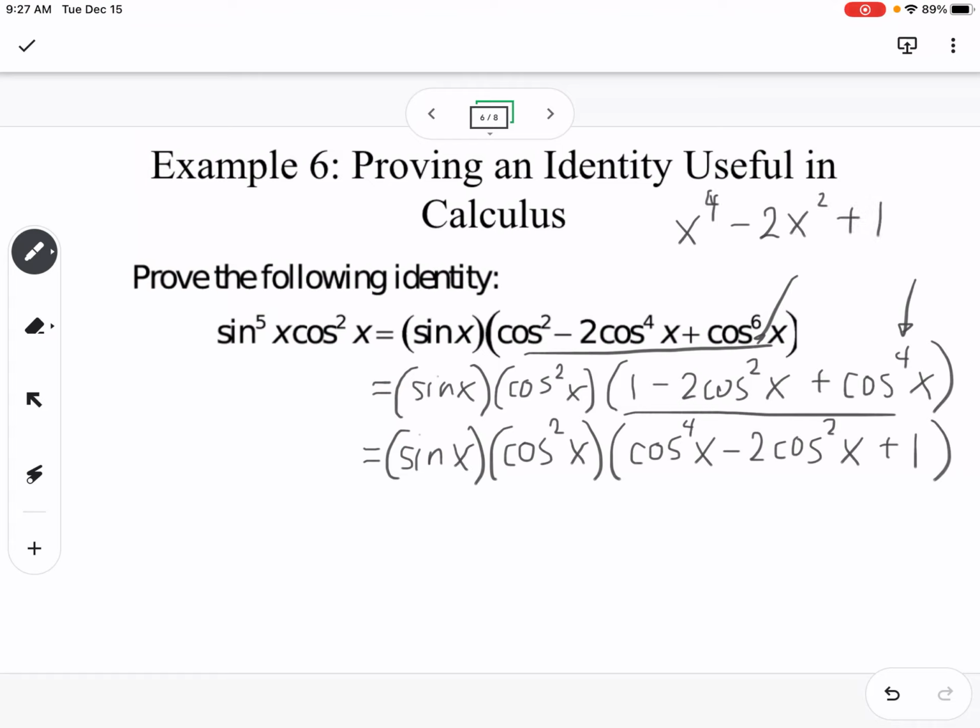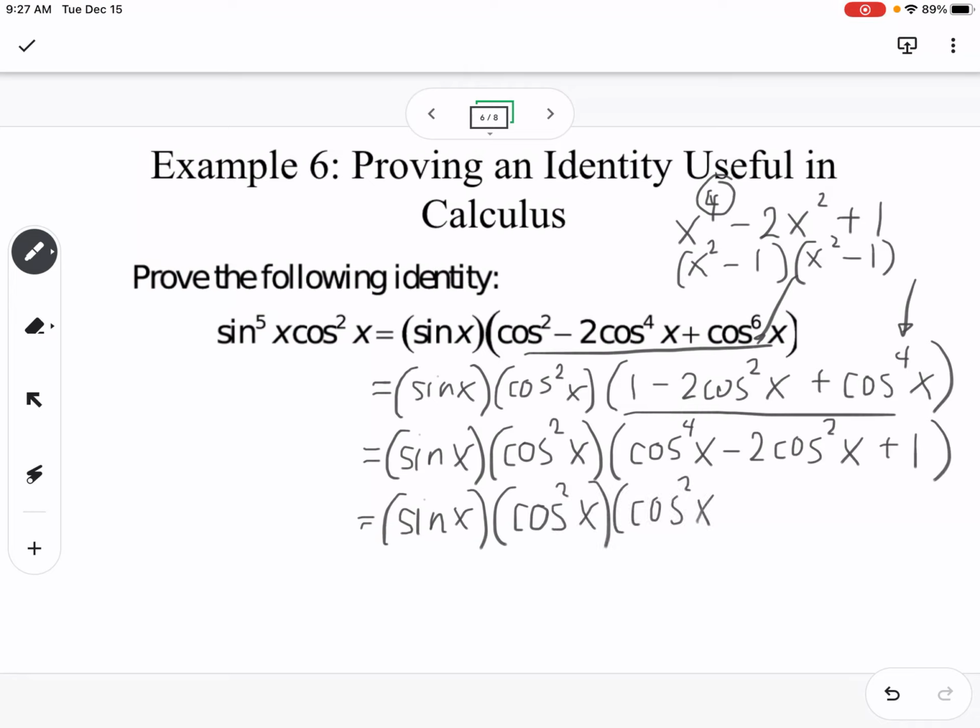So how would we factor that? Well, we would say what multiplies to positive 1 and adds to negative 2, that would be minus 1 and minus 1. And then because this is to the 4th power, it'd be x squared minus 1 and x squared minus 1. So I'm going to put the cosines instead of x. So this is going to be cosine squared minus 1 times cosine squared minus 1.